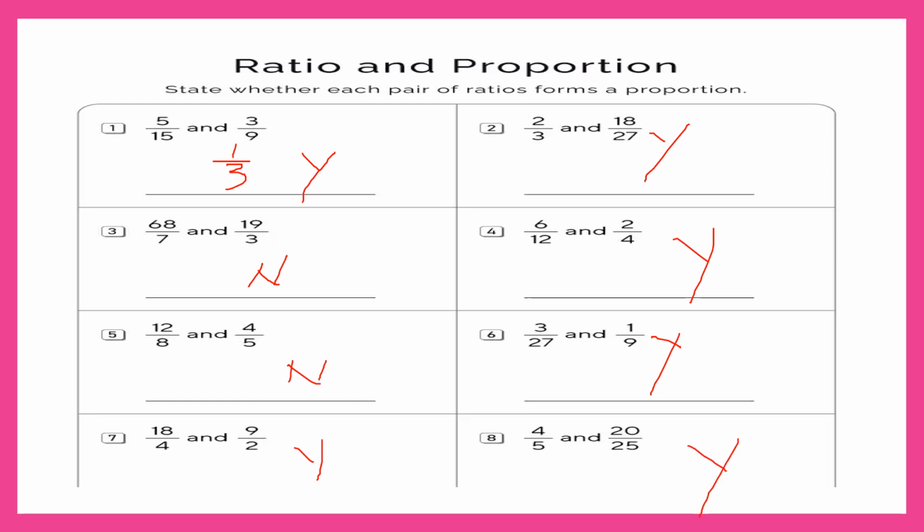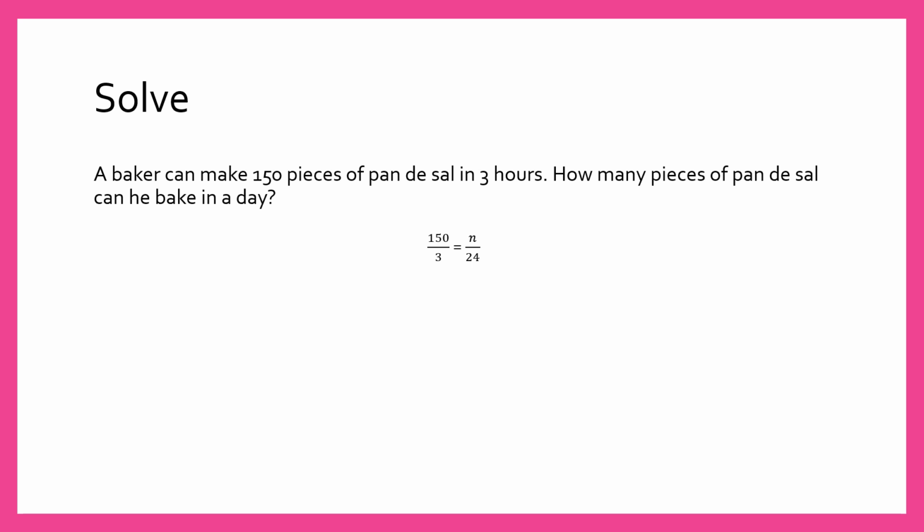Yes. They are proportion. So if you are in doubt, you check. Okay, you check by cross multiplying the given. Okay, let's have this. Let us solve. A baker can make 150 pieces of pandesal in 3 hours. How many pieces of pandesal can he bake in a day?